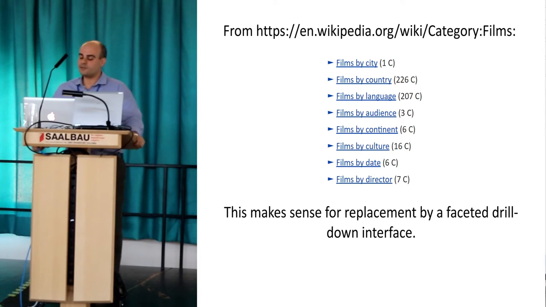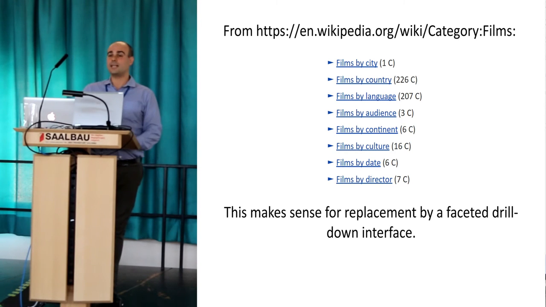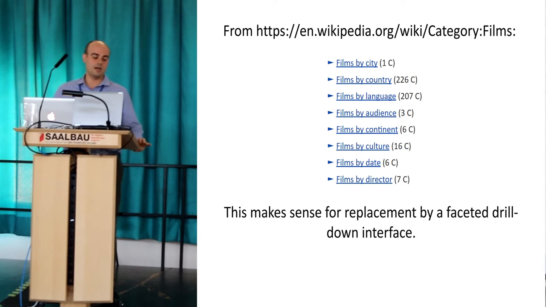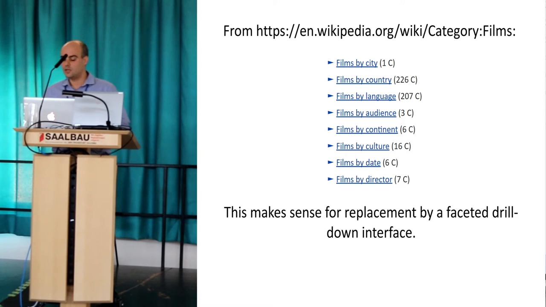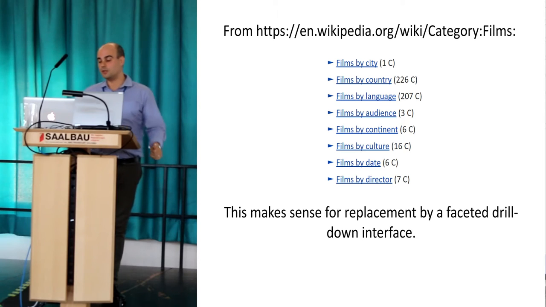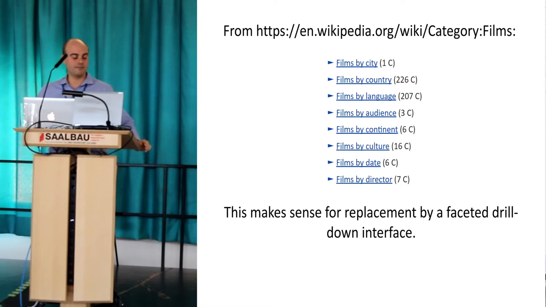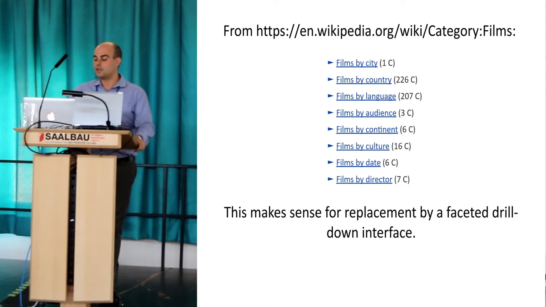So this makes perfect sense for a replacement by a faceted drill-down interface to make the whole thing dynamic so that you don't need, you know, thousands of people going in and doing all this endless categorizing of everything when you can get all that information already from the data, the infobox data of each page. So that would be really neat if Wikipedia offered something like Semantic Drilldown, some kind of dynamic drill-down interface, and basically just got rid of categories altogether.